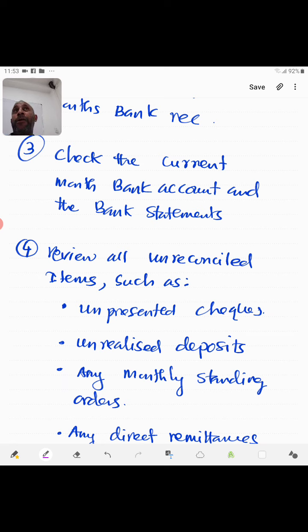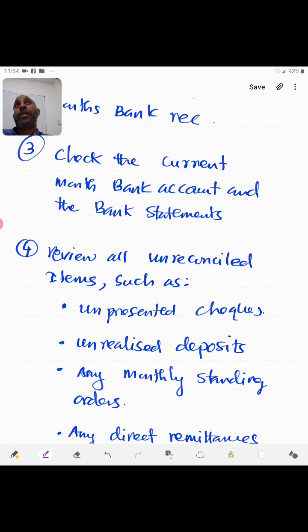Secondly, we have deposited a check or cash to the bank, and the bank has not recognized or realized this. These two are actually the issues pertinent to the bank. And the third issue pertinent to the bank will be any possible errors that occurred at the bank. So these are issues related to the bank.